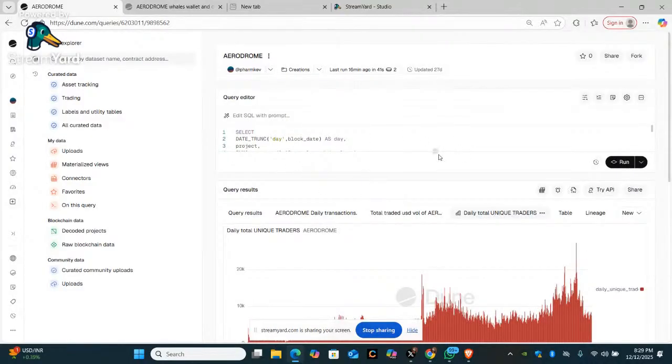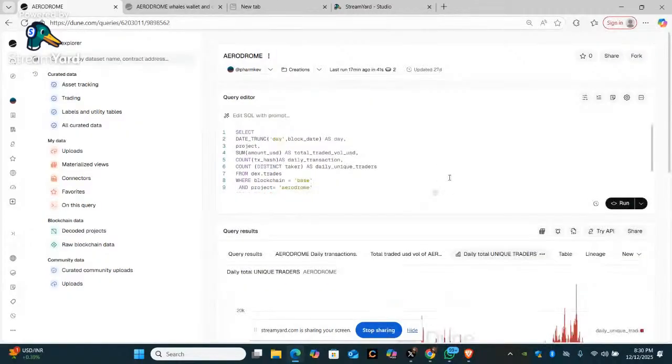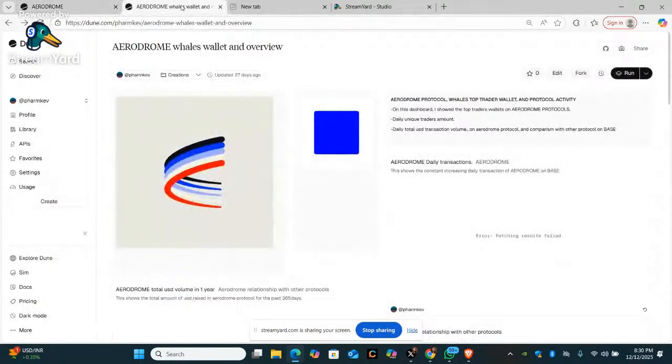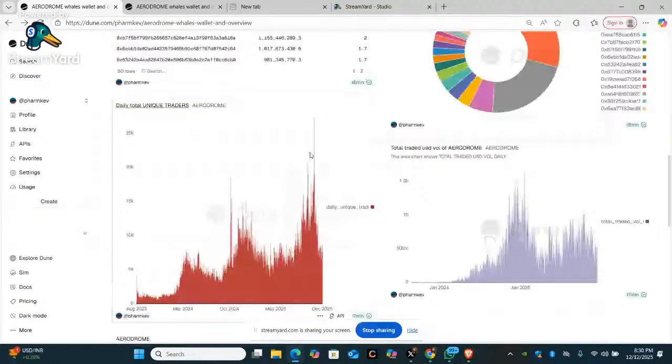So there was a count of daily transactions, there was a count of unique traders. When unique traders are increasing in a protocol or in a DEX, it means that this DEX is gaining traction, or that people are showing interest in the protocol at that instance.